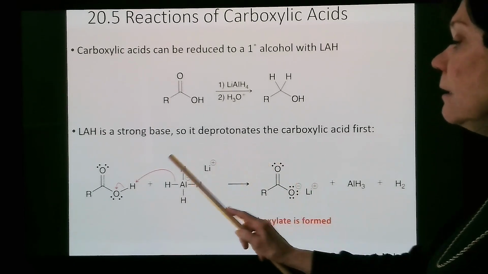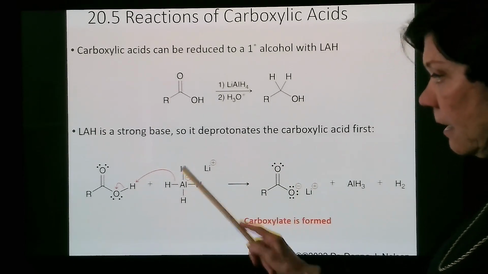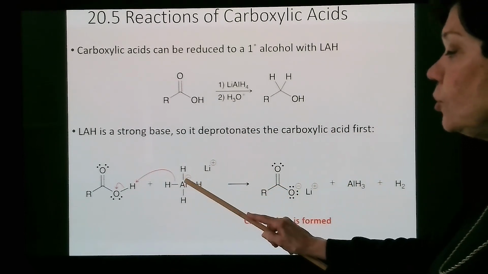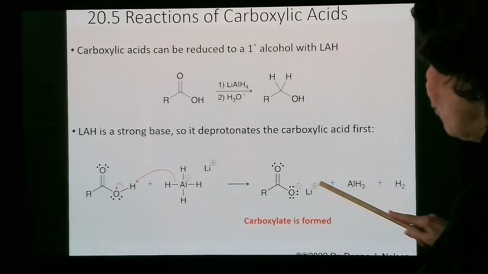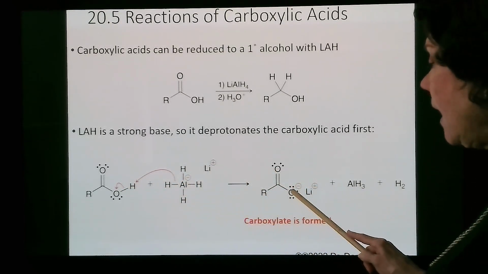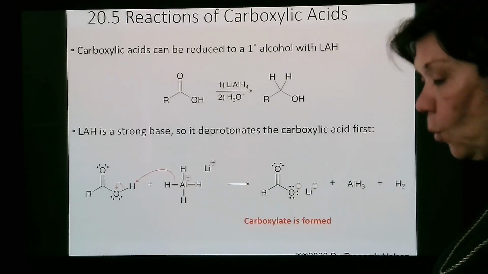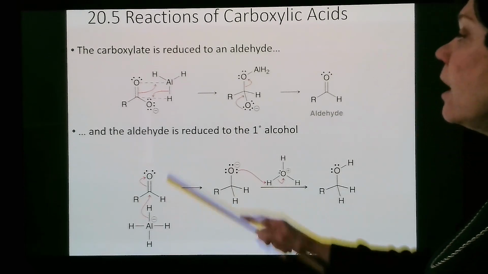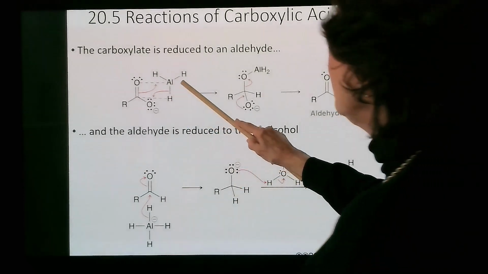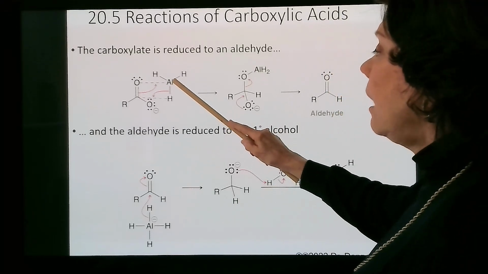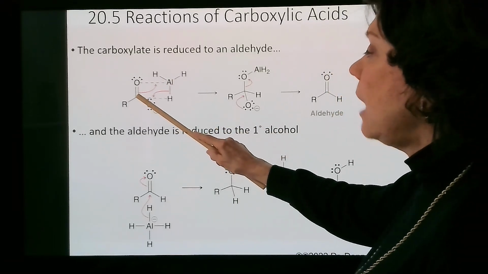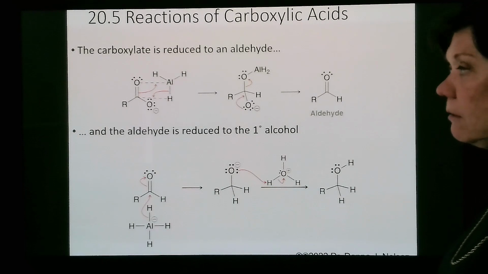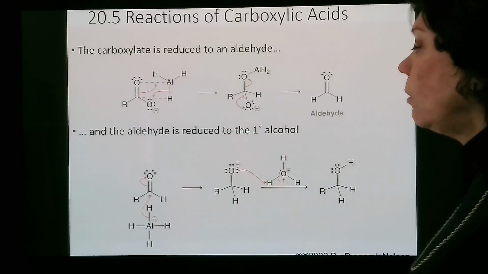I might mention that this reaction will also occur with sodium borohydride. This reaction that I'm pointing at right now, with the evolution of hydrogen, will occur also with sodium borohydride. However, this next step, where the aluminum attacks the carboxylate, does not occur with the sodium borohydride. This step will not occur with sodium borohydride.